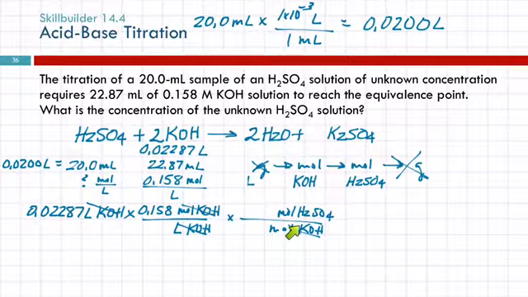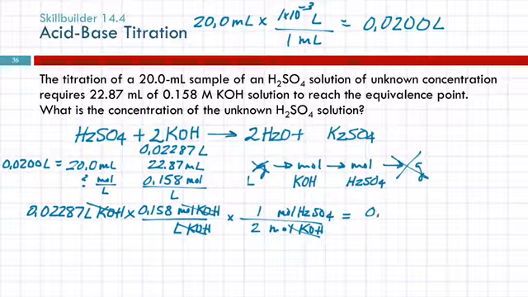This is a mole ratio. This is why we need the balanced chemical equation. There is 1 mole of H2SO4 for every 2 moles of KOH. That's why you don't want to use the dilution equation. You'll miss the factor of 2 and get the wrong answer. 1 H2SO4 to 2 KOHs. I forgot something. Forgot my calculator. 0.02287, cell phone to the rescue, times 0.158 divided by 2.